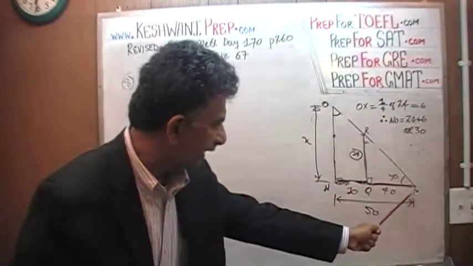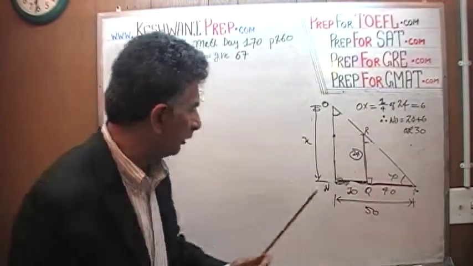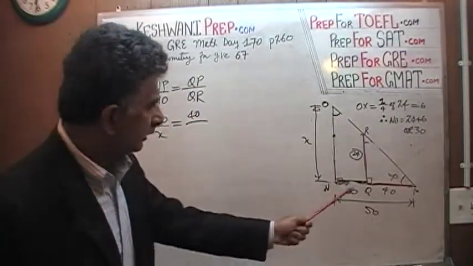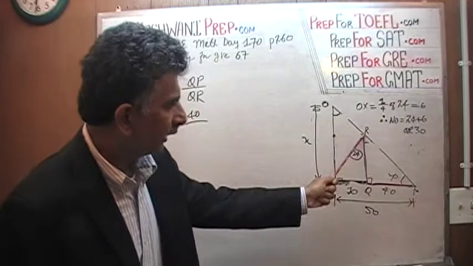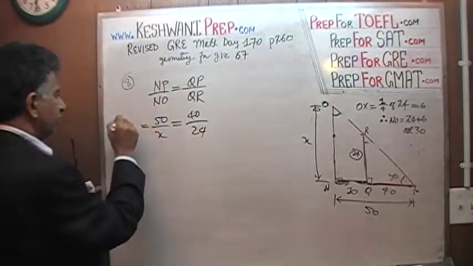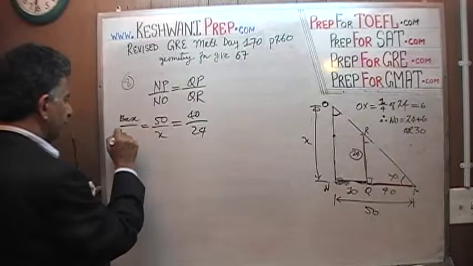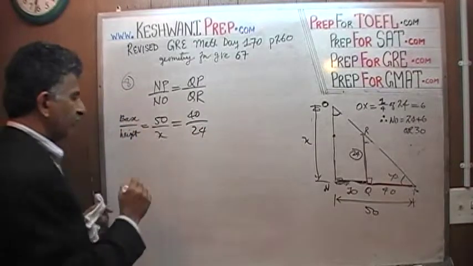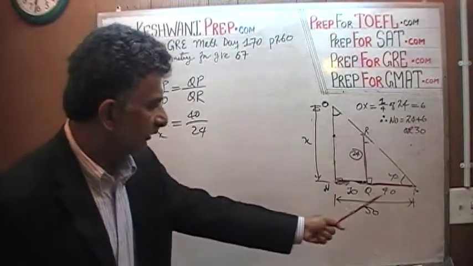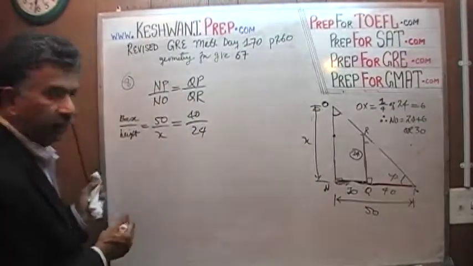So the base of this side, N to P, goes over Q to P, the base of the small triangle, which is 40, over Q to R, which is the height of the small triangle, which is 24. So we are taking the ratios of base to height. This ratio has to be the same for both triangles. This one is 50 to X and this one is 40 to 24. And we just solve for X.